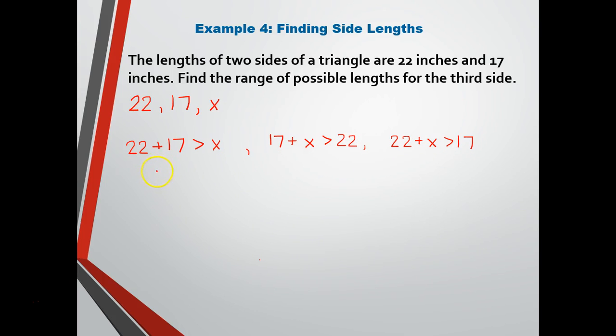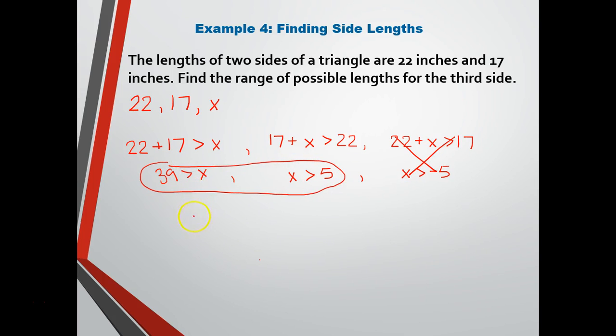So on this one, we're going to get 39 is greater than x. This one, we're going to subtract 17 from both sides of that inequality symbol. Just treat it like an equal sign. And you get x is greater than 5. And on this one, we get x is greater than negative 5. Well, since x cannot be a negative length, we're going to ignore this one right here. And our answer is going to come from these two inequalities here.